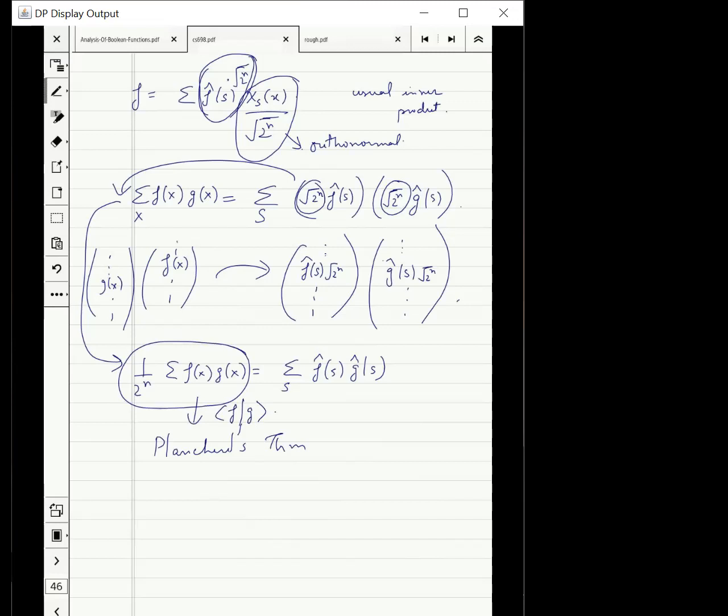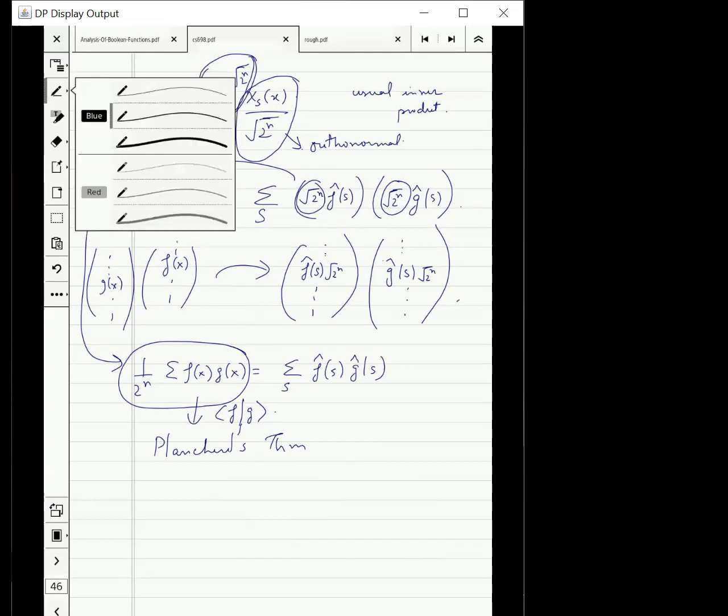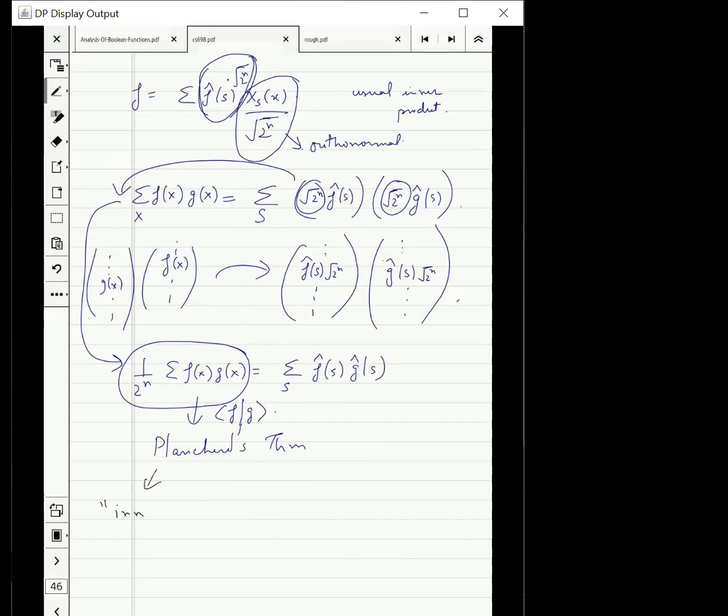You might see many proofs of Plancherel's theorem. It might seem like magic. It is not. The simple idea behind Plancherel's theorem is, as one of you already said, inner product does not change with change of basis, with unitary change of basis. Okay, you are fine with Plancherel's theorem now.